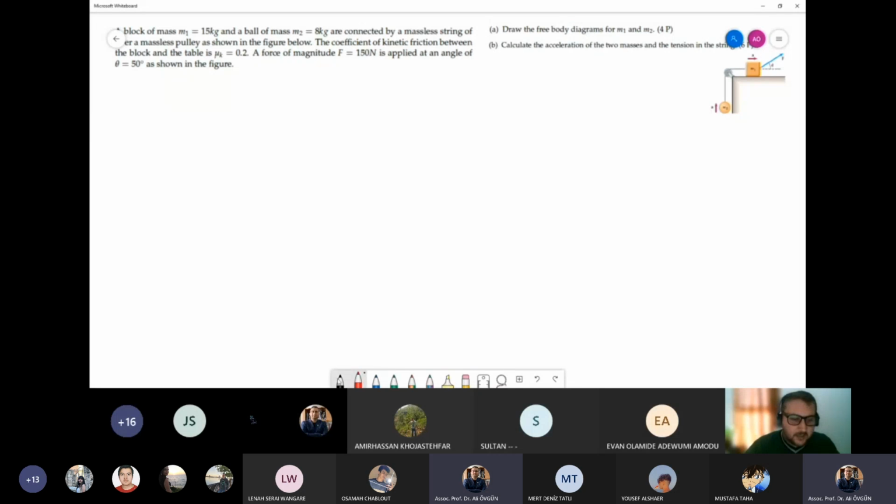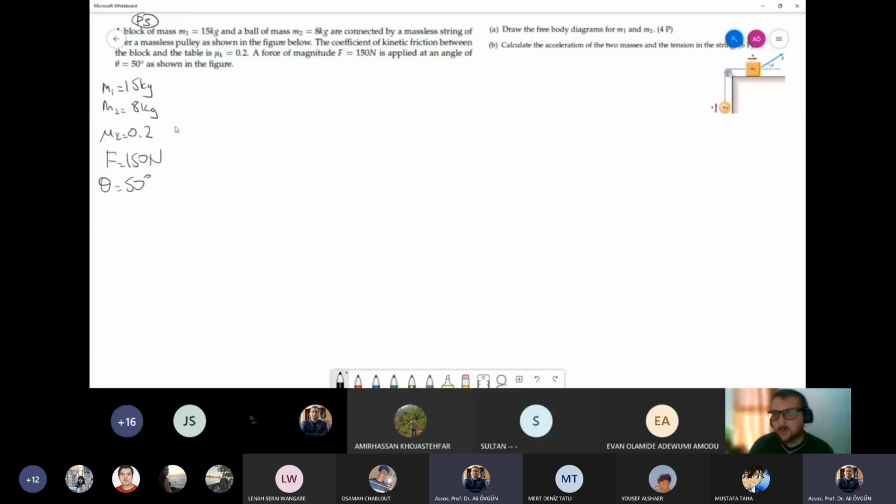First, let's write what they give you. In this question, they give you M1, 15 kilograms. This is problem 5 in my lecture note. And M2 is also given, 8 kilograms. They also give you the kinetic friction coefficient 0.2, and the magnitude of the force, 150 Newtons, with angle theta, and theta is 50 degrees.